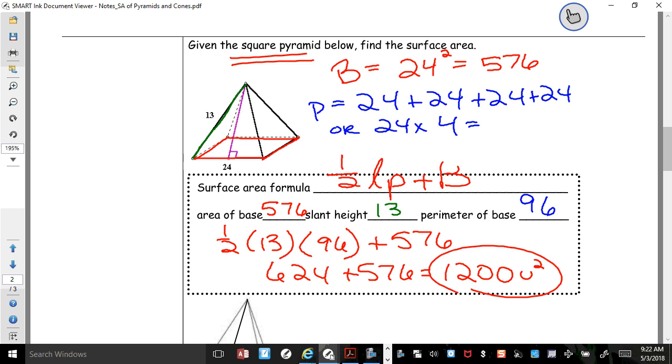U is just units. If I don't give you a unit, you don't have to write it. All right. Questions?